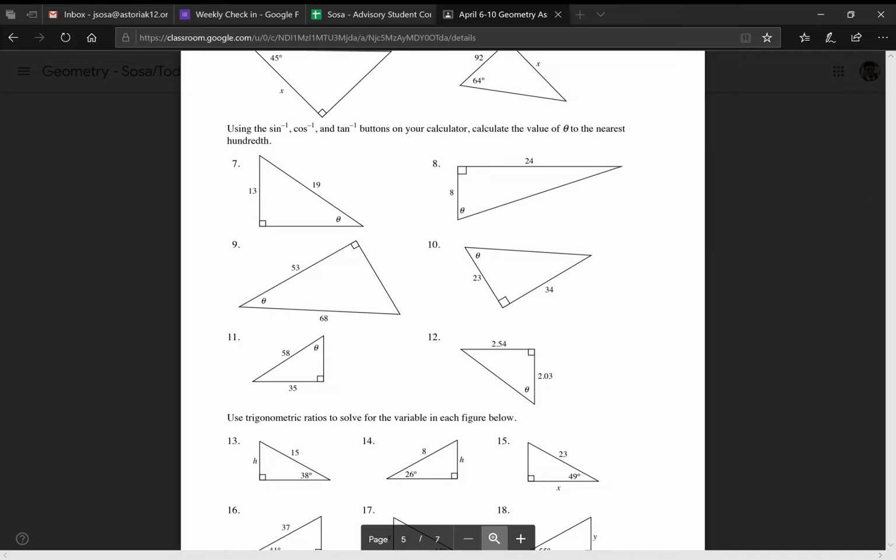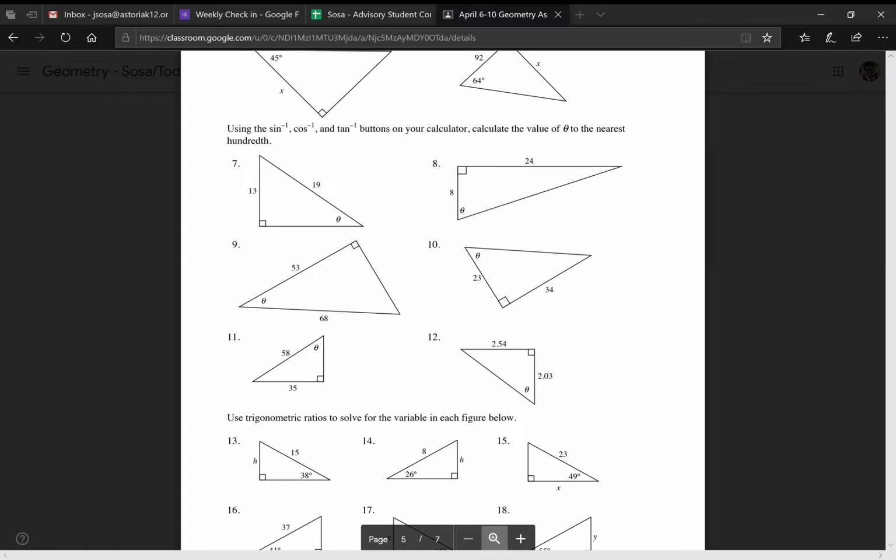Therefore, tangent of my angle, this happens to be theta because I don't know what my angle is, equals opposite, so 34, over adjacent, 23. Okay? Now we have to undo this tangent side. We have to undo it by doing the inverse of tangent.